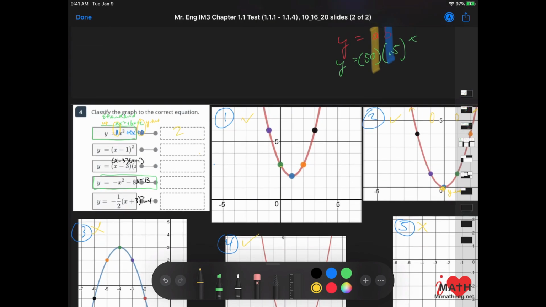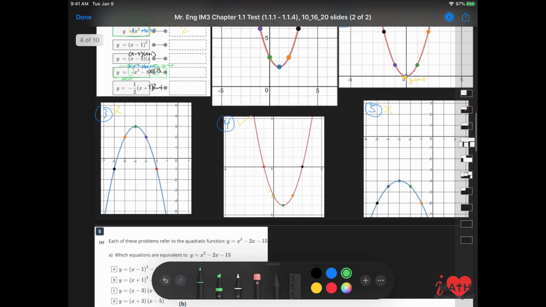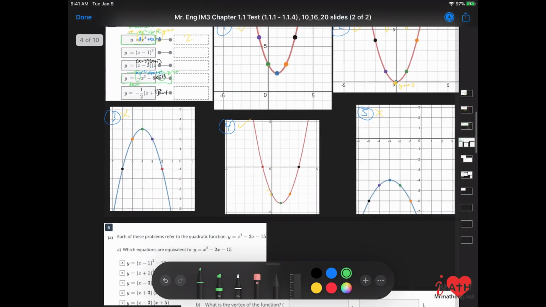Let's do the next one down here, okay? Same thing, let's write standard form right above it. A is negative, so this is going to open down, and the C value, that's negative 13. That's our Y-intercept. So you only have two choices, number 3 and 5.